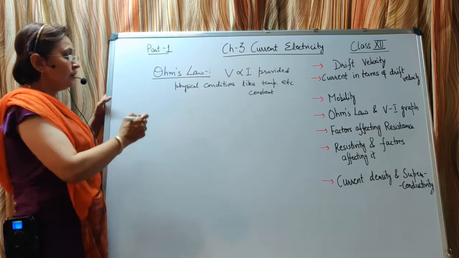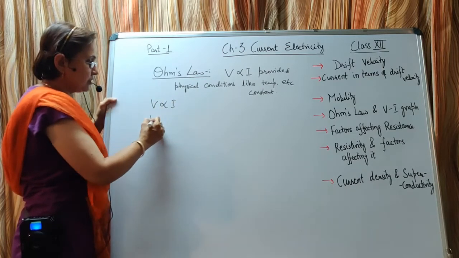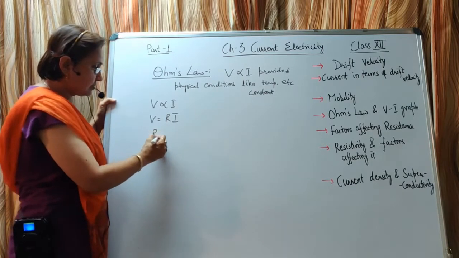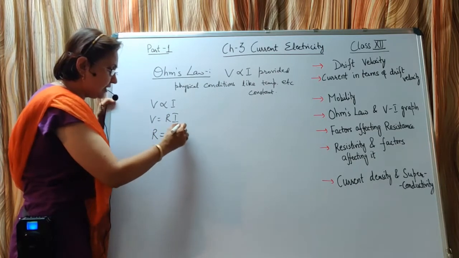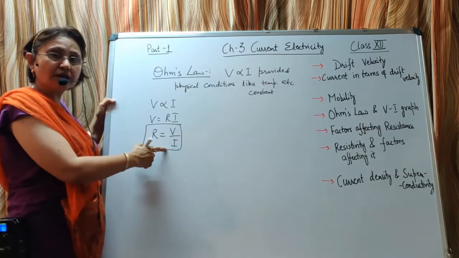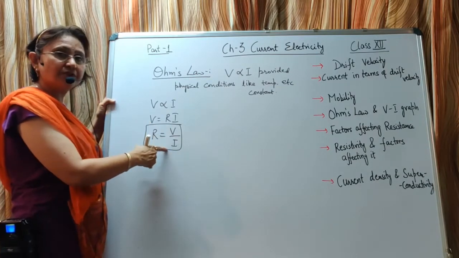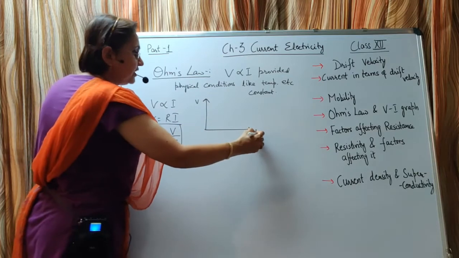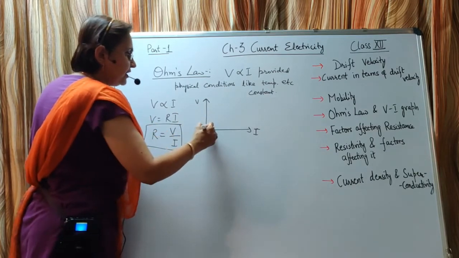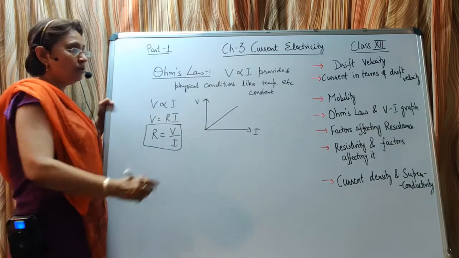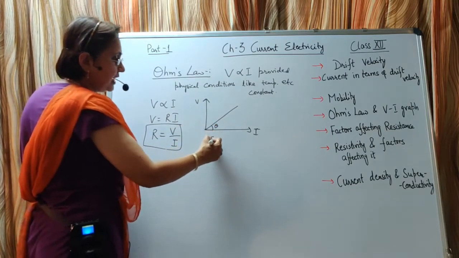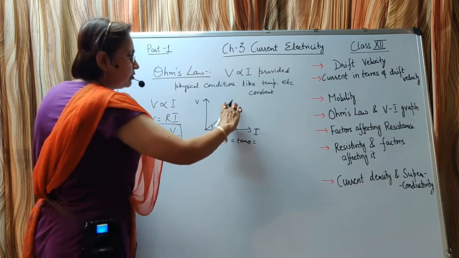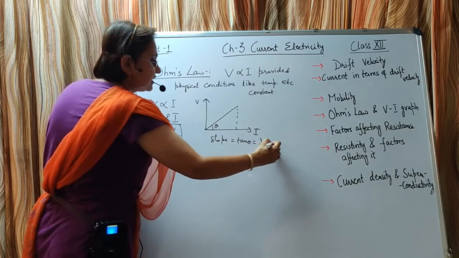As V is directly proportional to I, equating it, the constant is R, which is called the resistance of the conductor, and it is the ratio of the potential difference to current. For a conductor, V is directly proportional to I, so the graph is a straight line having a slope. The slope of any line is given by tan theta. So here tan theta is equal to V upon I, that is, it is equal to resistance.